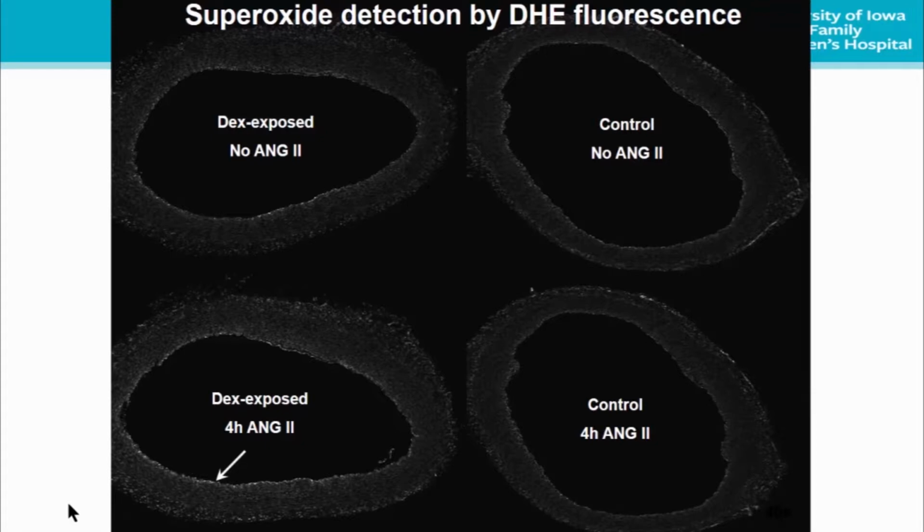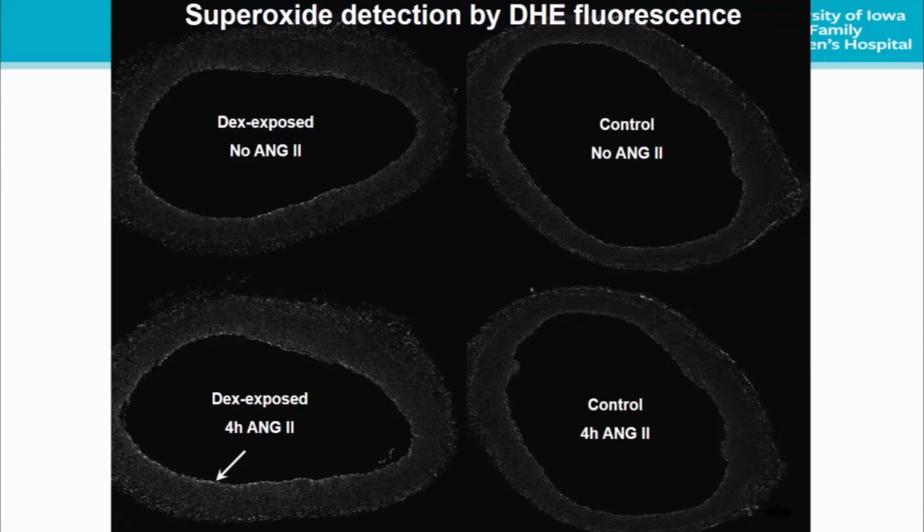And so this is a DEX-exposed vessel that didn't get any angiotensin. The endothelium is faintly lined in white, which is detecting the dihydroethidium. The hydroethidium gets oxidized by superoxide and intercalates with the DNA, and then we can kind of see it fluoresce here. The control vessel didn't look too different from the DEX-exposed. Control with angiotensin incubation on the bottom right here likewise didn't really have much of a response.